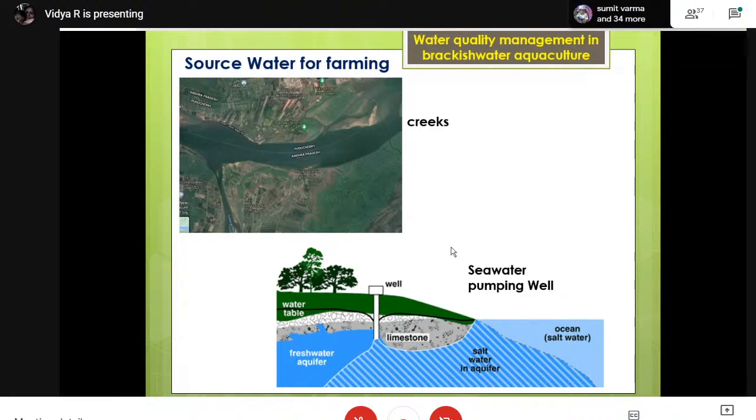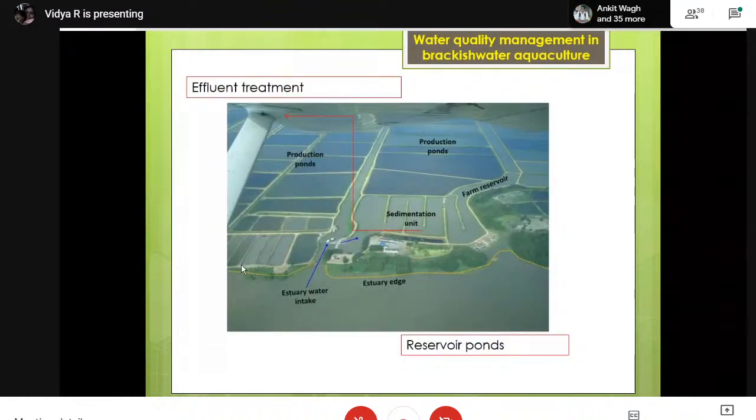Now, when we select an area for a shrimp farm, we should look at whether the creek is receiving any agricultural runoff, industrial waste, or any other such effluents. Otherwise, it may contain lots of pesticides and other pollutants which can come into the shrimp farms. So when you select an area for shrimp farming, we should look at the creeks or the area where the least occurrence of these discharges is possible. So this is a typical representation of a shrimp farm, where the lower part indicates the estuary or the creek from where we take the water into a unit.